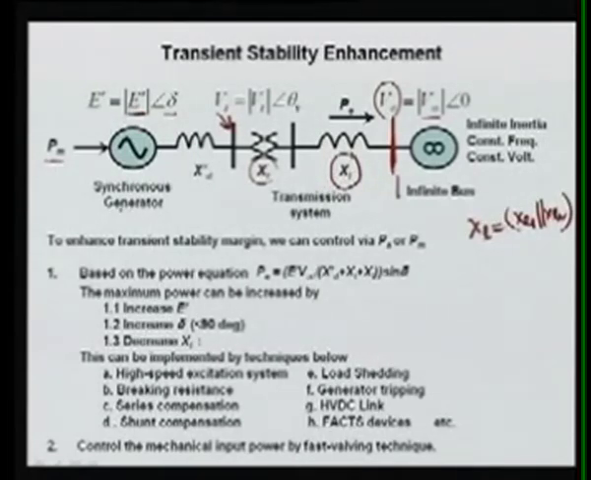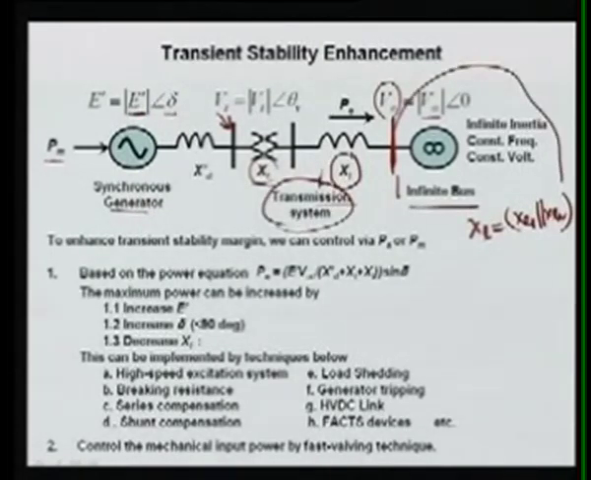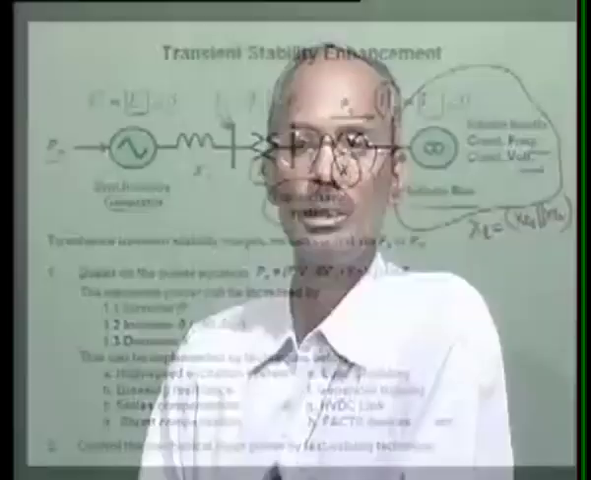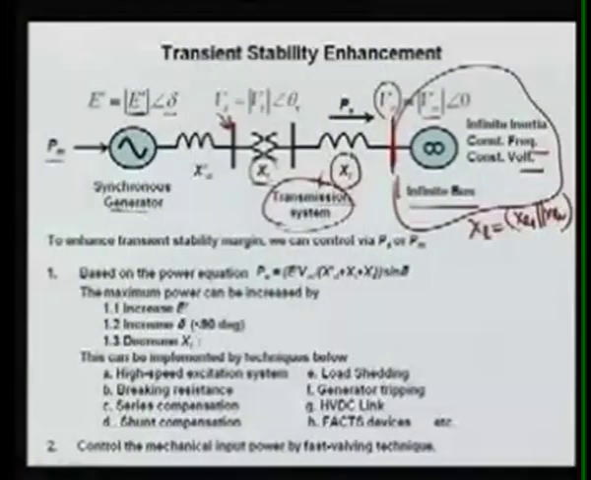So this is your generating system, this is your transformer, this is your transmission line, and including the transformer as well as the transmission line it is called the transmission system. Then we have the infinite bus, which means the rest of the system. And I should recap that the infinite bus has infinite inertia, constant frequency and constant voltage, which will not change whenever we take power from that bus, and that's why it is called infinite.